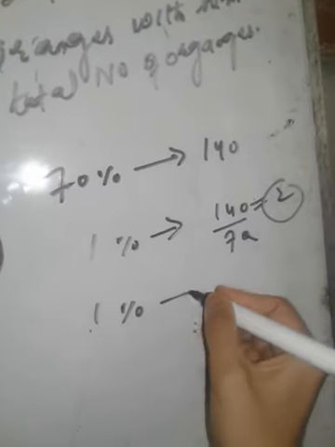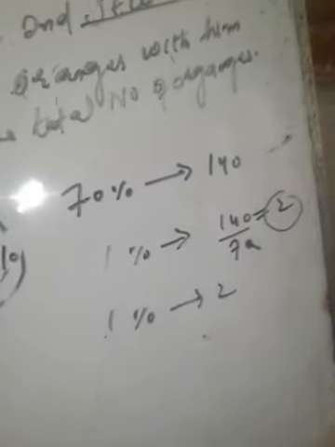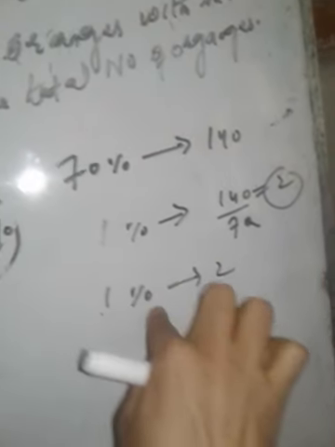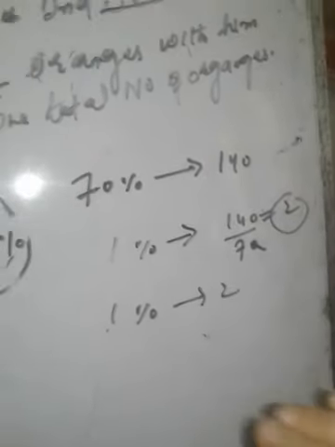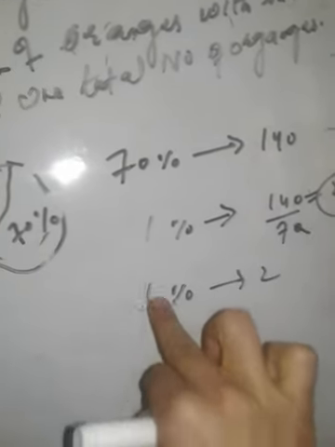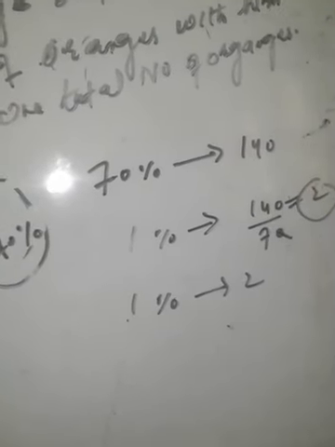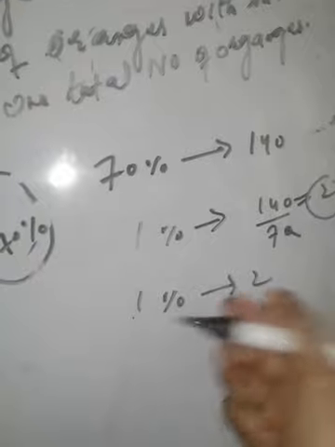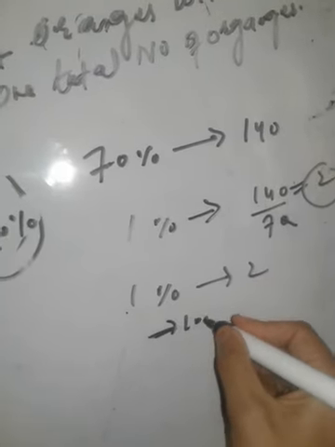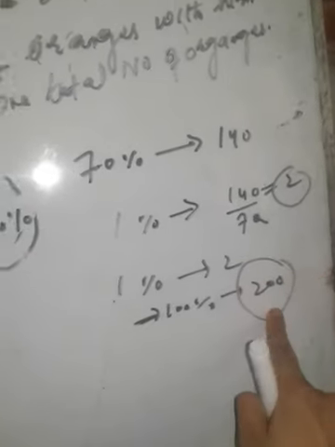If 1% represents 2, what will 100% represent? Because you need to find the value, and in percentage it is 100%. If 1% represents 2, what will be the value of 100%? Simple, multiply by 100, it is 200. So 100% represents 200. So the total number of oranges he had with him is 200. This is a very simple question. You can understand it. This is the logical approach.